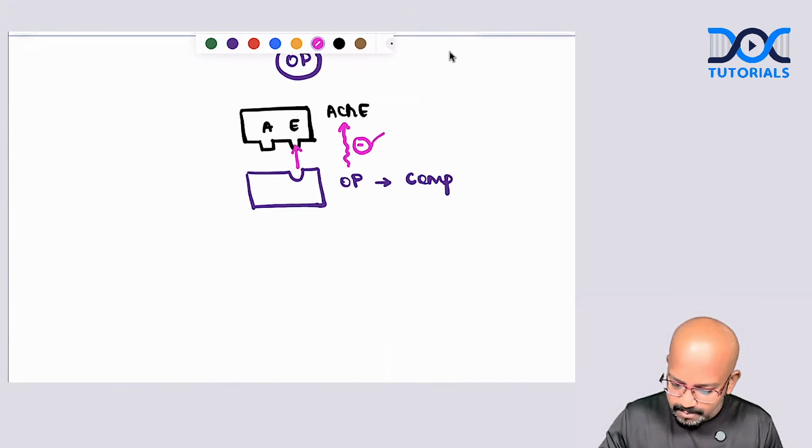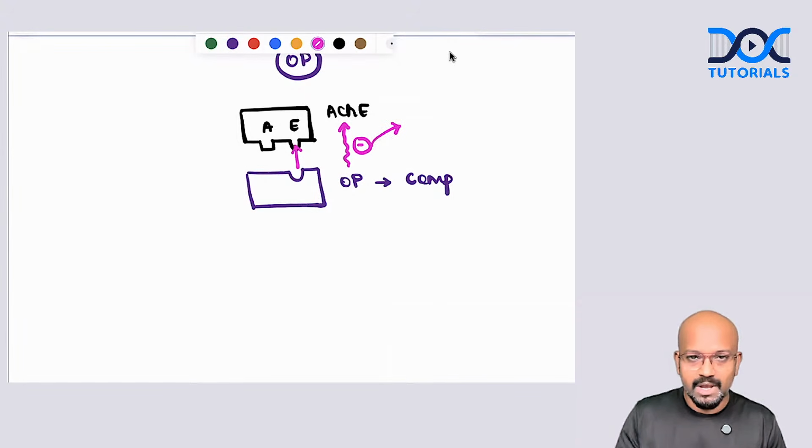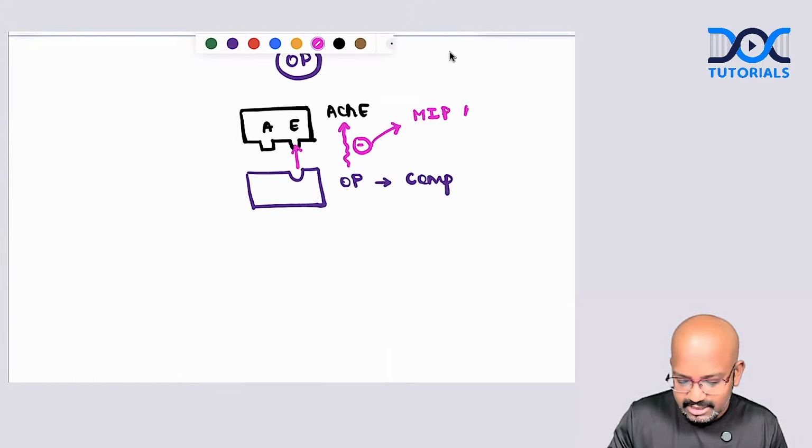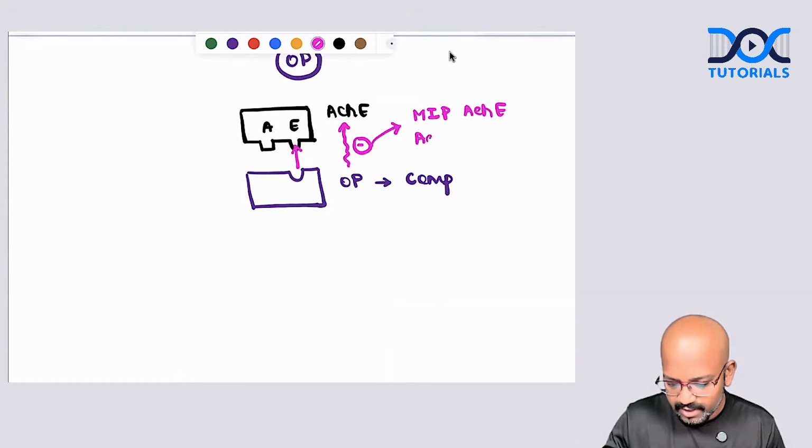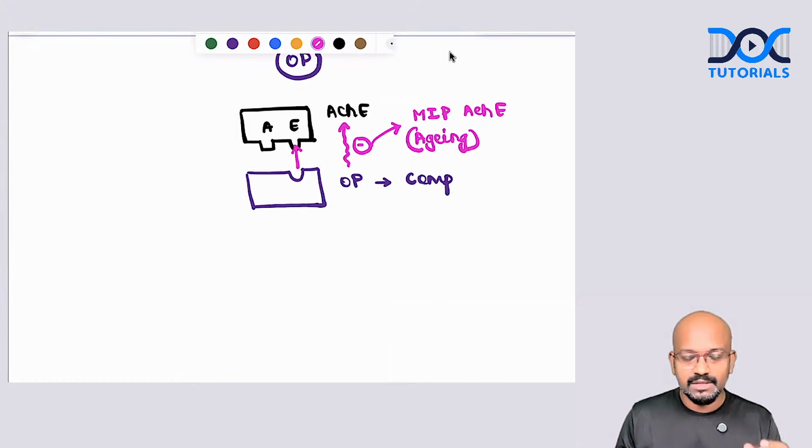When organophosphorus compounds bind with acetylcholinesterase enzyme, it will convert a normal acetylcholinesterase to MIP acetylcholinesterase. The full form of that is monoisopropyl phosphoryl acetylcholinesterase enzyme, but don't worry, simply the acetylcholinesterase enzyme is getting phosphorylated. This process is what we call the aging process. Whenever the aging process is completed, the inhibition moves on to the irreversible complex. And that's why we have to intervene with the help of oximes even before the irreversible inhibition sets in. Now we'll proceed on further.